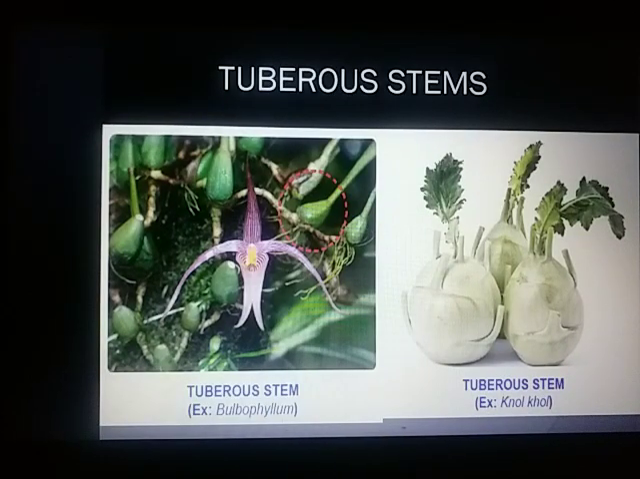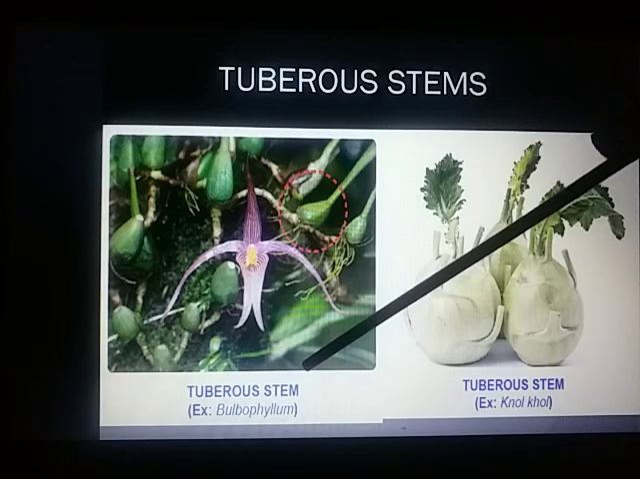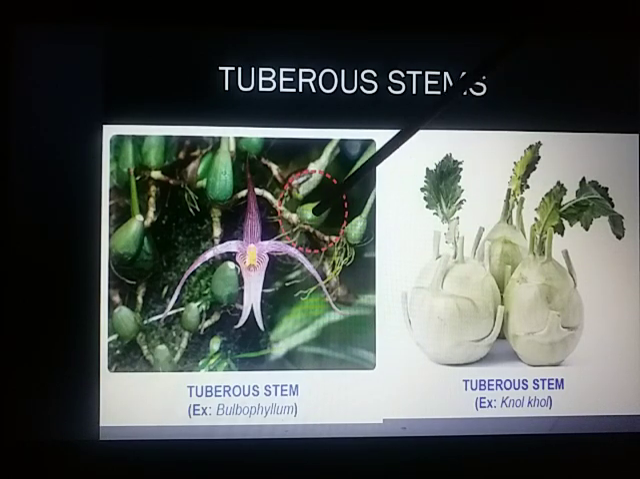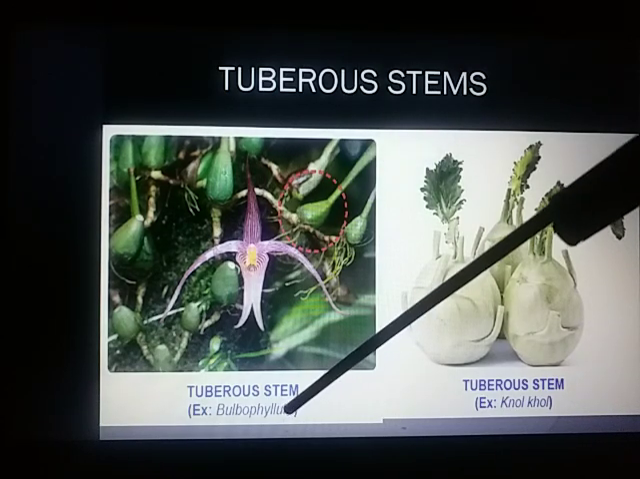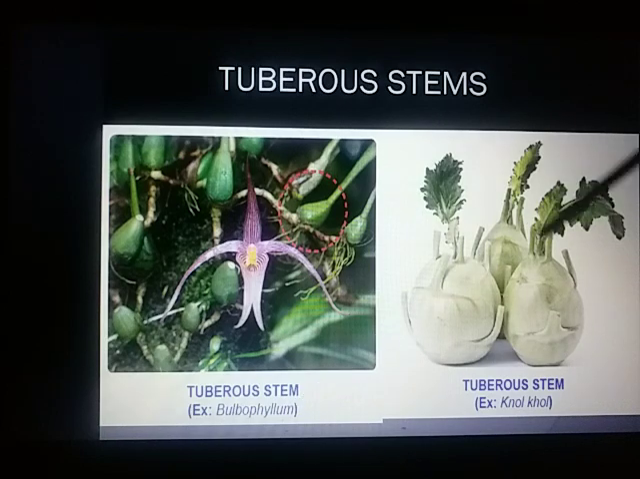This is the last among the aerial stem modifications, that is tuberous stems. Sometimes the stem stores the food material and becomes tuberous and bulbous. In the case of Bulbophyllum, which is an epiphyte, the basal internode stores the food material and becomes tuberous, otherwise it is called a pseudobulb. The example for that is Bulbophyllum. In the case of Brassica oleracea var. caulorapa, the whole stem is tuberous, which is a Brassicaceae member. This is knol-khol.